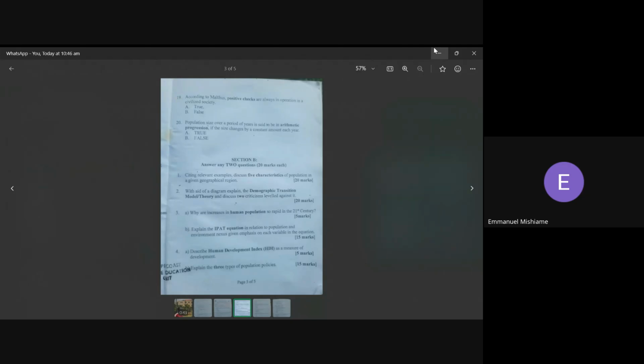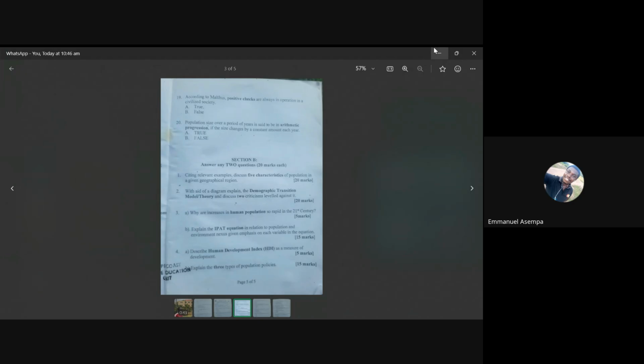You do that for 5 marks, and then you explain the three types of population policies. I remember someone saying they want to explain that particular question. Was it Jonathan? Anyway, anybody to do that, explaining the 3 types of population policies? Anybody? Yes, Emmanuel, go ahead.